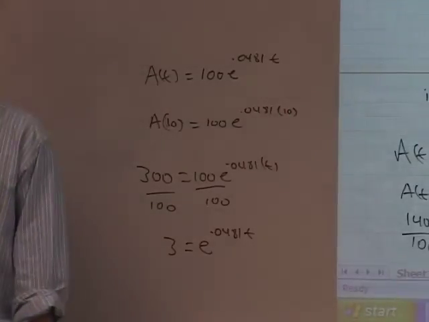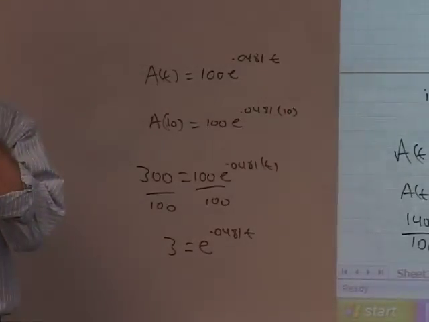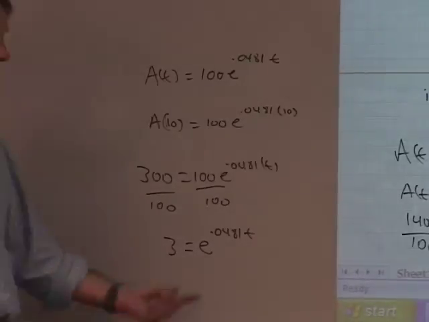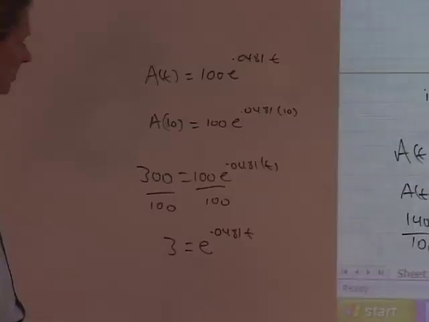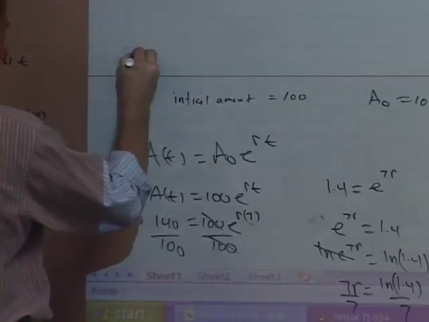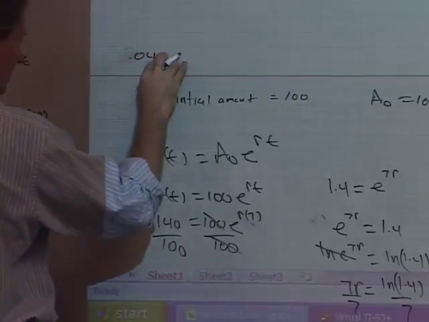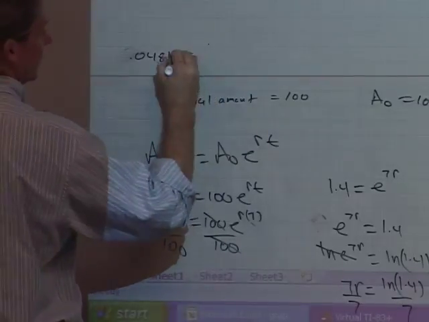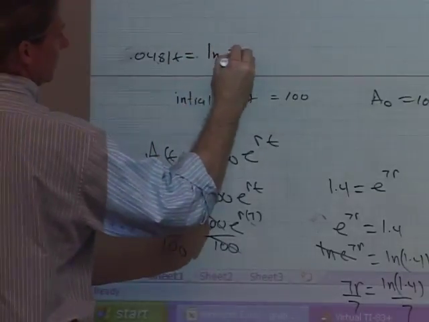Now what do I do? Take the natural log of both sides. Whenever you have e all alone, the natural thing to do is take the natural log. So you have e to the 0.04181 times t is equal to the ln of 3.